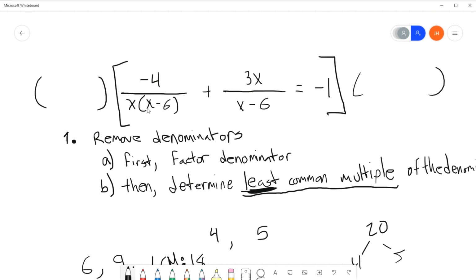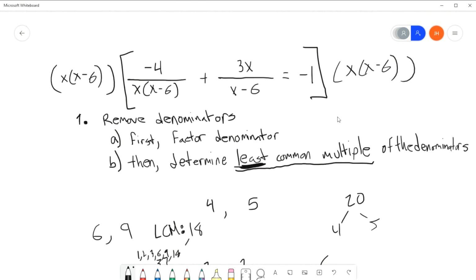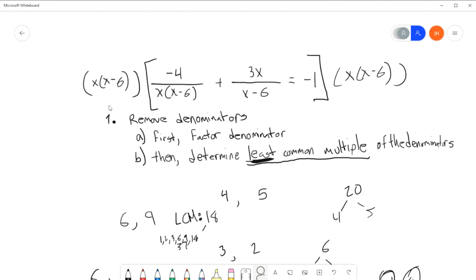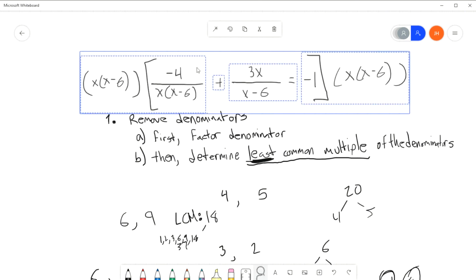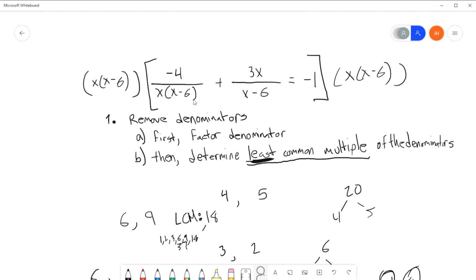So what's the least common multiple of x times x minus 6 and x minus 6? It's actually x times x minus 6. It's literally that. Because if I multiply this onto this term, it'll get rid of the denominator. If I multiply this onto this term, it'll get rid of the denominator and have a leftover x. And then, because of solving equations, I have to do it to the other side as well. All right, so let's see what this looks like. I'm going to take the equation I have created and bring it up a little bit, because there's no room to work.